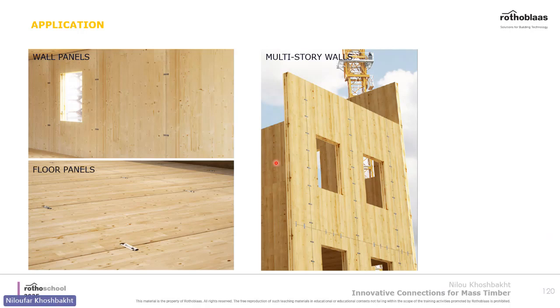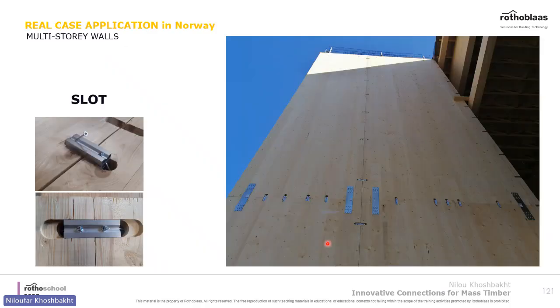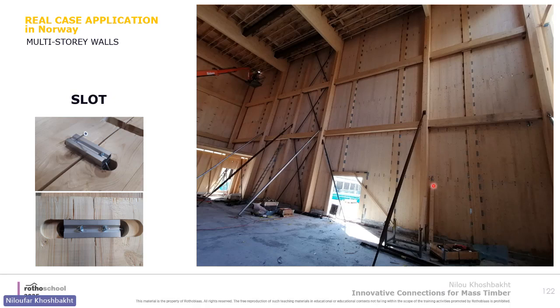And as you see in the picture, it's been used for wall panels, floor panels, and multi-story walls. Here's another picture, and you see how you can easily spot it from afar. So for inspection, this is easier to inspect compared to spline joints. Here's another multi-story wall that uses slots.